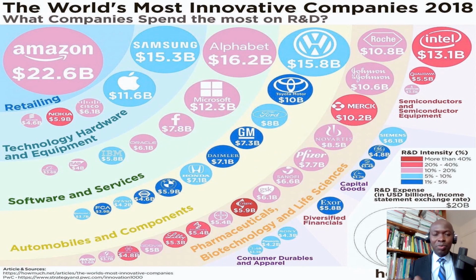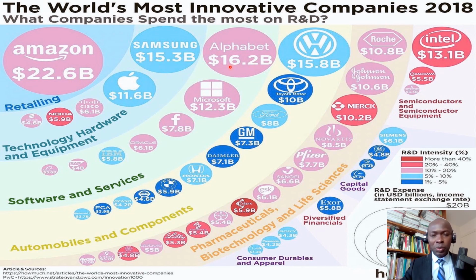Again, these are the world's most innovative companies in 2018, for example. They spend the vast majority of their funds on research and development, which is R&D. Companies like Amazon, for example, spend a lot of money on research and development, about 22.6 billion in 2018 alone.